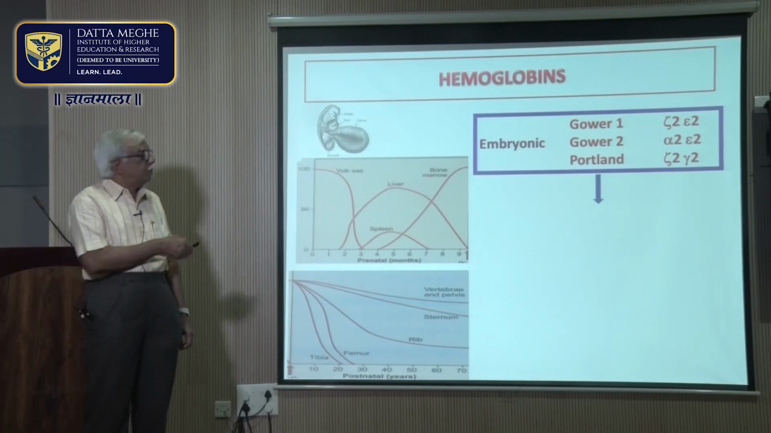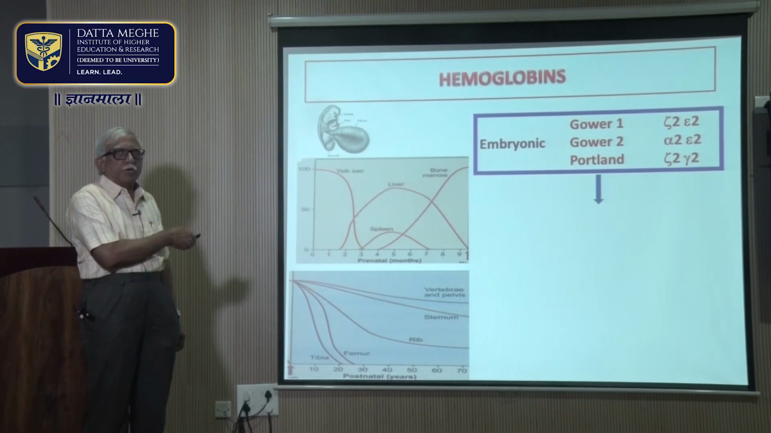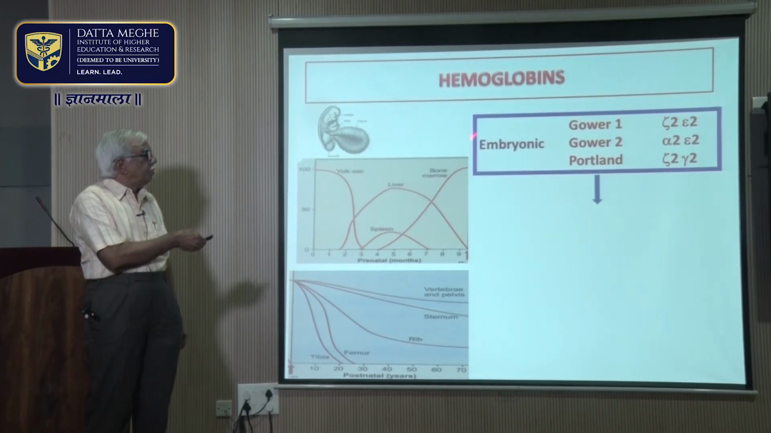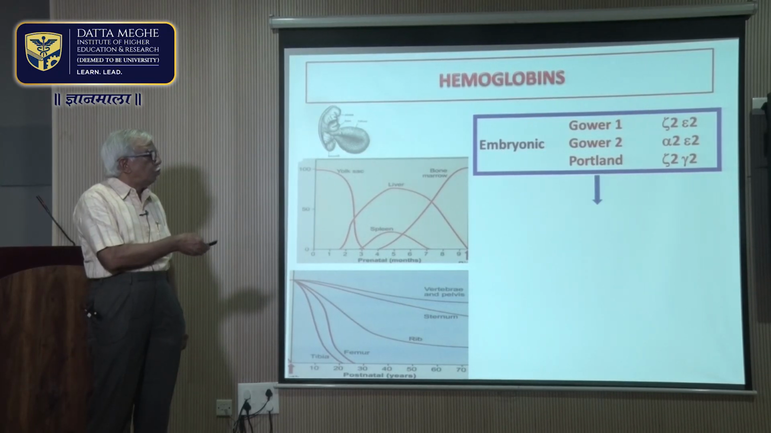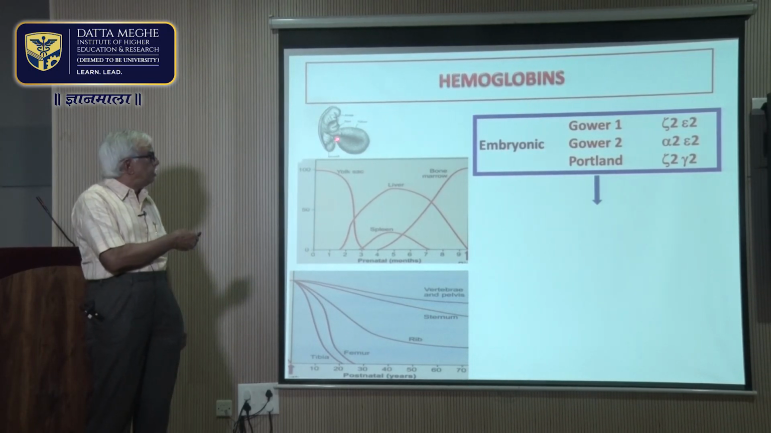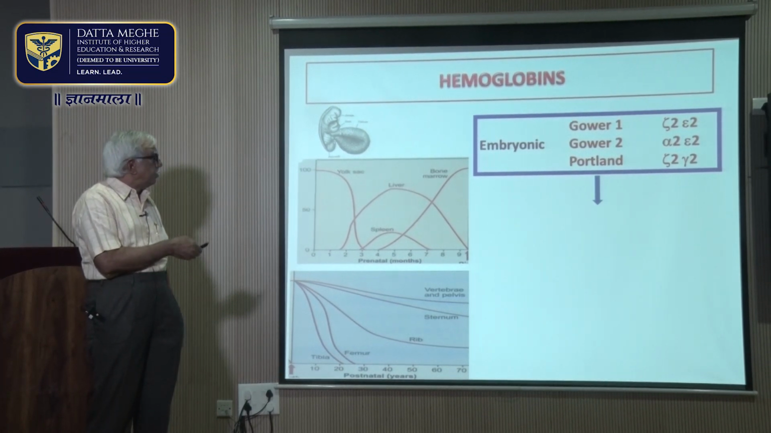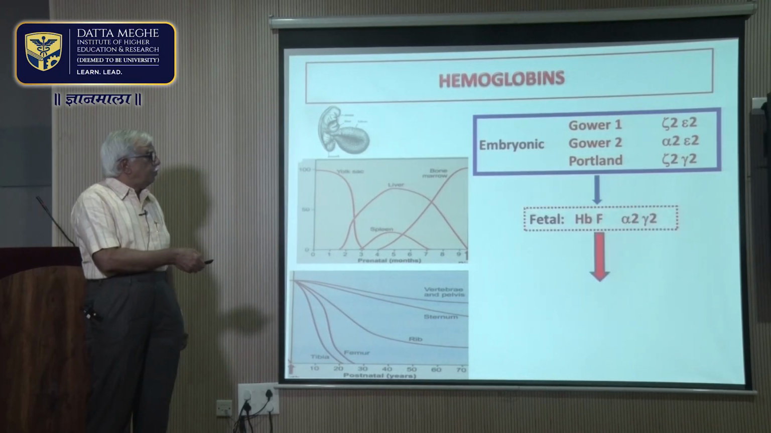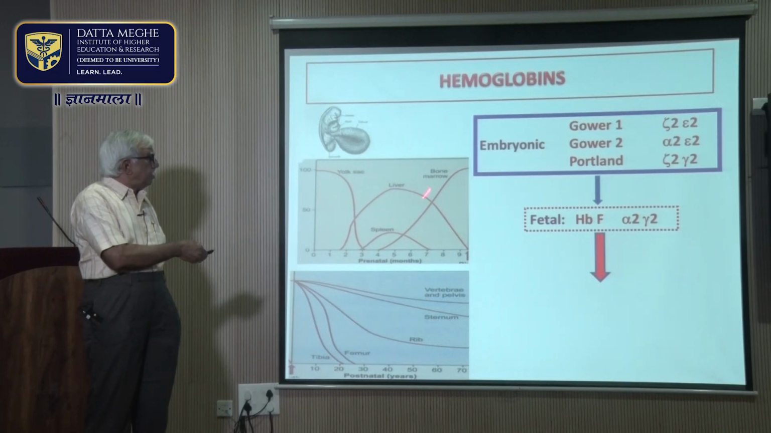Here you find that during the embryonic period, the yolk sac produces the embryonic hemoglobins, which consist of Gower 1, Gower 2 and Portland. These are the types of hemoglobins which you get in the embryonic period, and they respectively have different types of polypeptide chains. Thereafter, as we have seen in the previous slide, for fetal hemoglobin the liver, spleen and then ultimately the bone marrow take over the function.